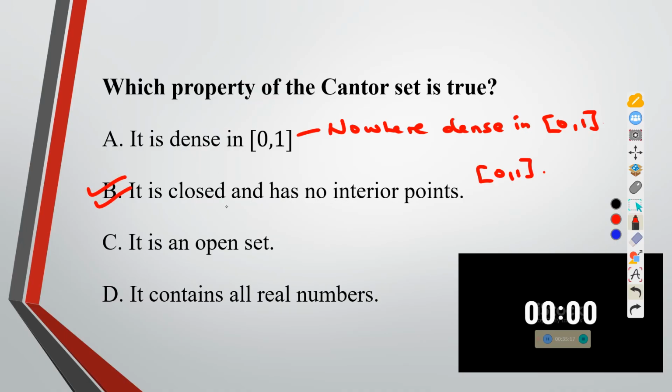So this is true. Then, it is an open set. When you look at that, our set is closed, not open. Then, it contains all real numbers. This is not true because we have real numbers other than these ones that are enclosed between 0 and 1. So our answer is B.